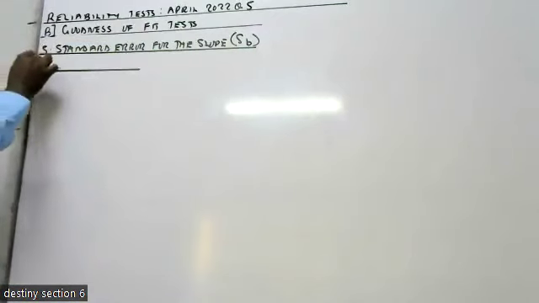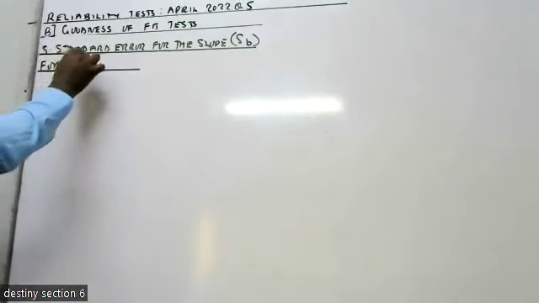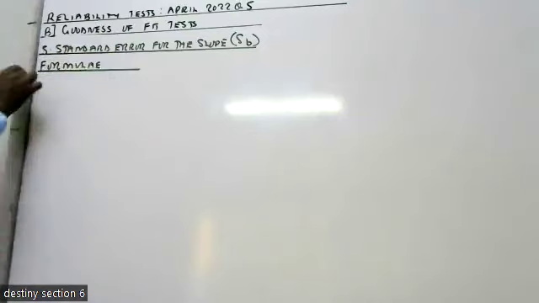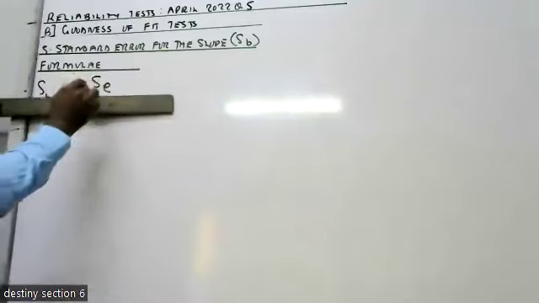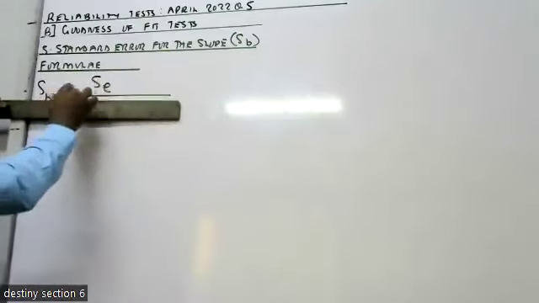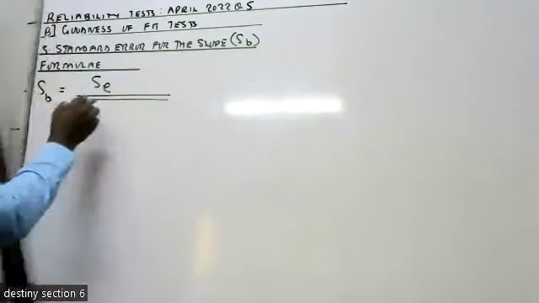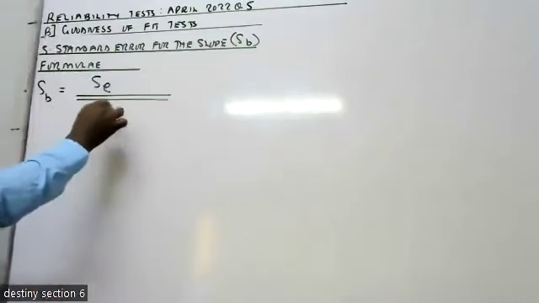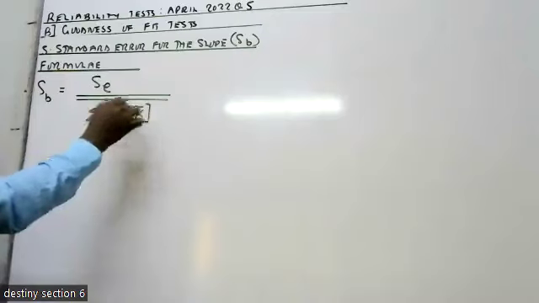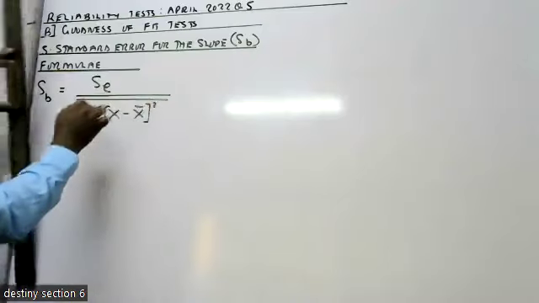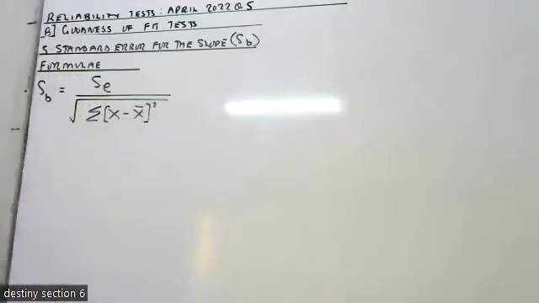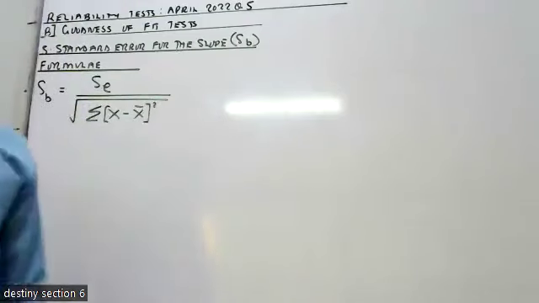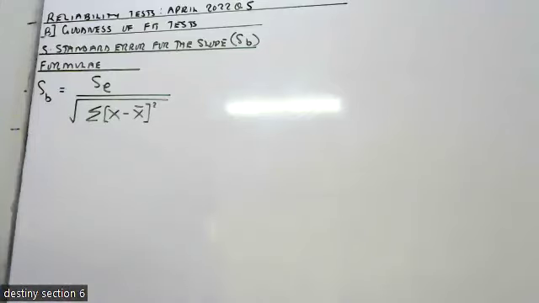And the formula for computing it is that SB is given as SE divided by the square root of the sum of x minus x bar squared. That's how we get it.